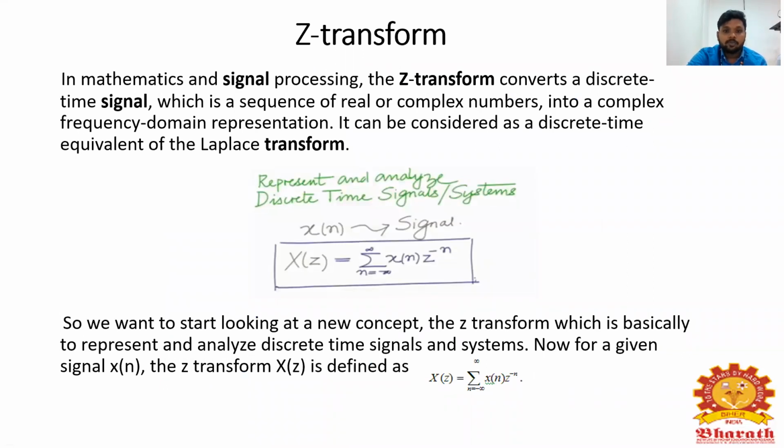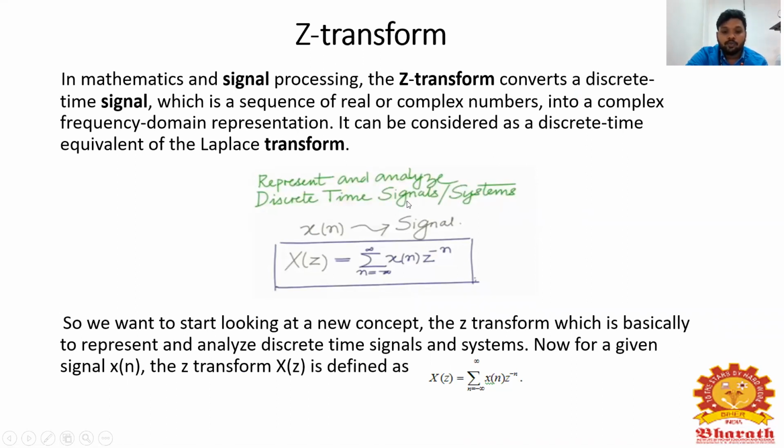So, Z transform. In mathematics and signal processing, the Z transform converts a discrete time signal, which is a sequence of real or complex numbers, into a complex frequency domain representation. It can be considered as the discrete time equivalent of the Laplace transform. So let us see the first concept. The Z transform is basically used to represent and analyze discrete time signals and systems.